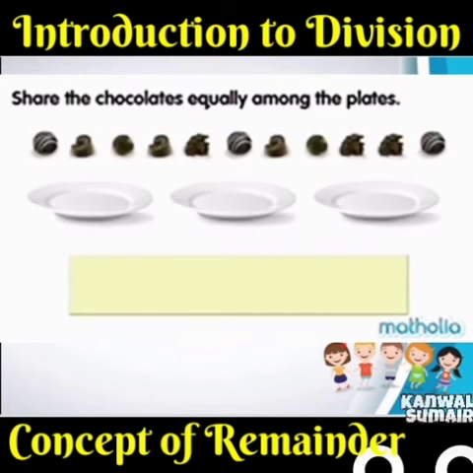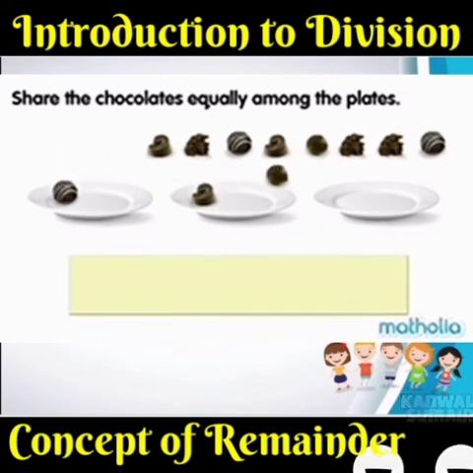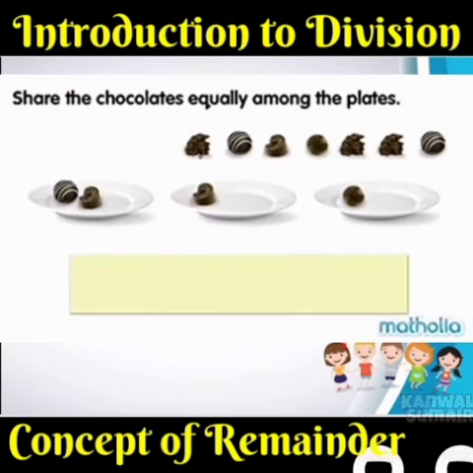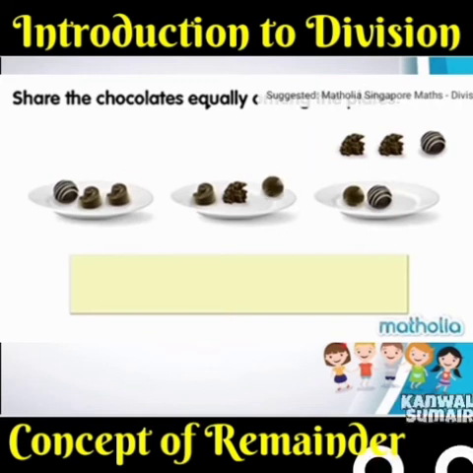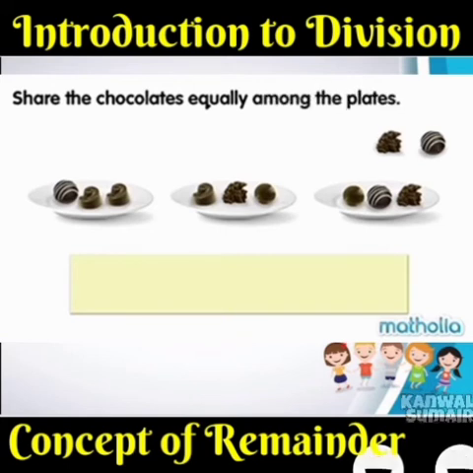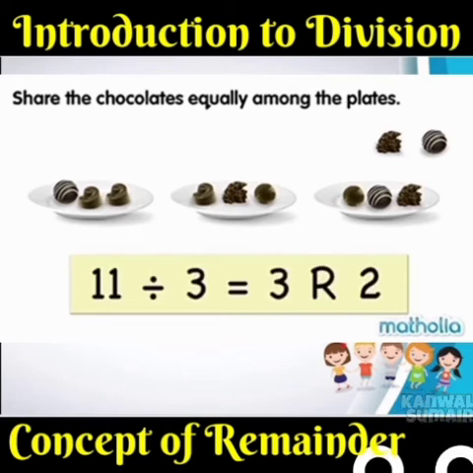Share the chocolates equally among the plates. There are 11 chocolates. Let's share them. There are 3 chocolates on each plate. There are 2 chocolates remaining. We can write this equation. 11 divide 3 equals 3 remainder 2.